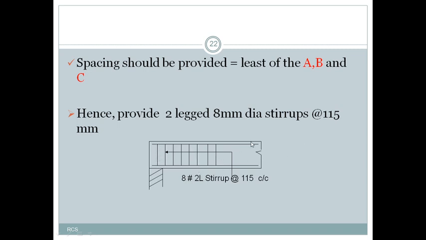So this is the detailing of that. This is a beam. These are the main reinforcement. This is a support, and this vertical line shows the shear reinforcement in the form of stirrups. The spacing means the spacing between two bars. These two bars will be provided in this particular problem at 115 mm center to center. So this is about this particular problem.